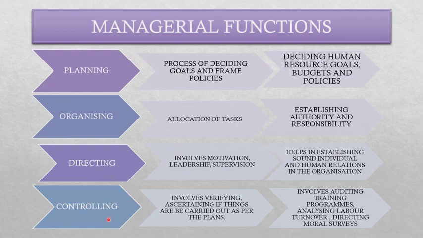Controlling means to ascertain, like it's the job of a team leader that this task was given to this individual, so are you being able to do that particular job? That means you're controlling, just keeping a check whether the things are being done as per the order. So I've just given you an overall example of how you plan, organize, direct, and control. This is what managerial function is. This is what the job of a manager is.